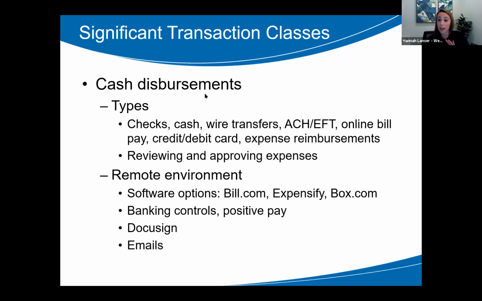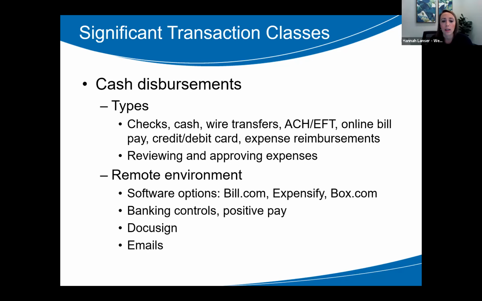Now on the other side, cash disbursements would be expenditures, credit cards, wire transfers, expense reimbursements. The goal here is, how do you know that fictitious vendors are not being paid? How do you know people aren't paying themselves falsely or doing things they shouldn't be doing, using the organization's credit card for personal charges. So here, the key is reviewing and approving expenditures. That is the biggest thing right now.